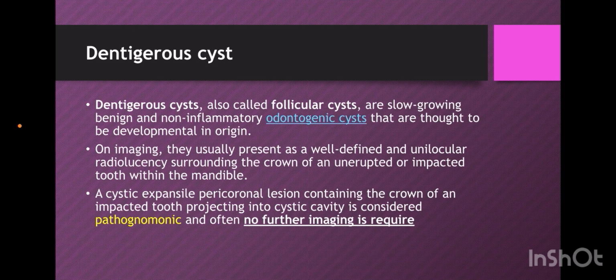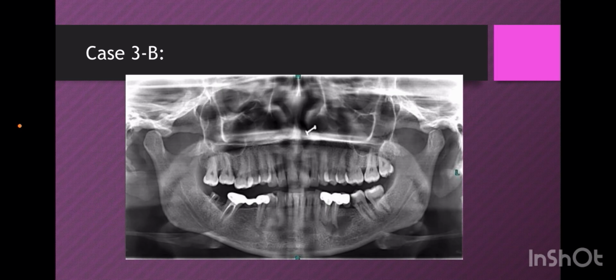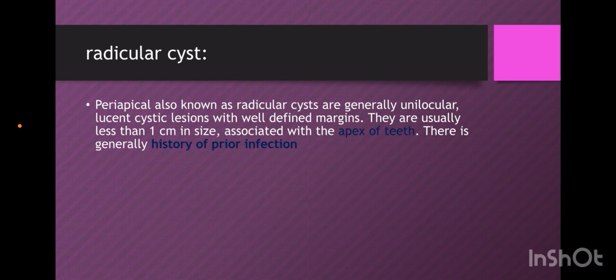Whenever you see a cystic cavity containing an unerupted tooth, it's pathognomonic for a dentigerous cyst, and it needs no further imaging. Case 3 part B: as you see on the left side, in the inferior part of the mandibular body, you can see a lytic bony lesion around the root of a tooth, and it's a radicular cyst or periapical cyst. It's usually around the apex of an infected tooth.